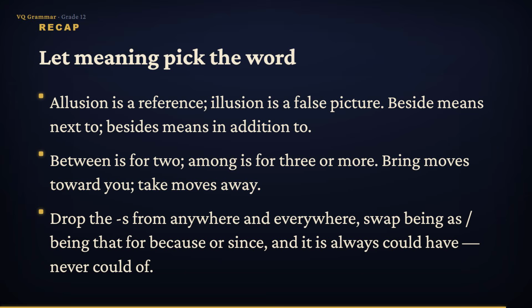And a few flat rules to keep. Anywhere and everywhere never take a final S. Being as and being that give way to because or since. And it is always could have, never ever could of. Every one of these comes down to the same habit. Slow down and let the meaning choose the word.